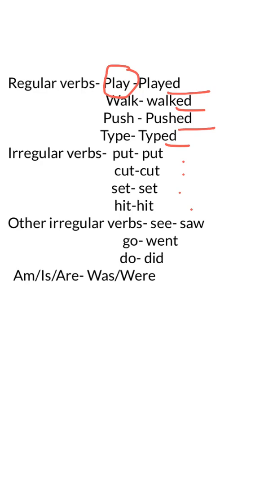Okay, the past tense of put will remain the same. It will be put. Cut will remain the same, cut. Set will also remain the same, set. Hit. Okay, now if you see a few other irregular verbs, including the forms of be, you must have studied in class 5 the forms of be: am, is, are, was, were, been, being. Do you remember?